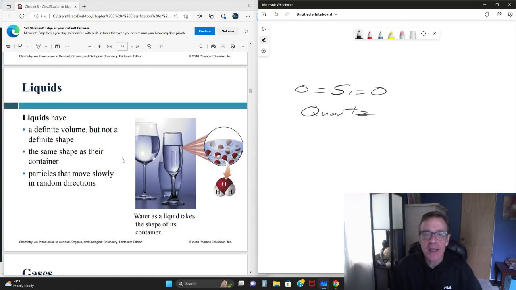Okay. The second form of matter that we typically see is liquids, which have volume but not a definite shape. They will take on the shape of their container. One we see every day is water. The molecules can move more rapidly than they do in solids, but not as fast as they do in gases, and they move in random directions called Brownian movement.